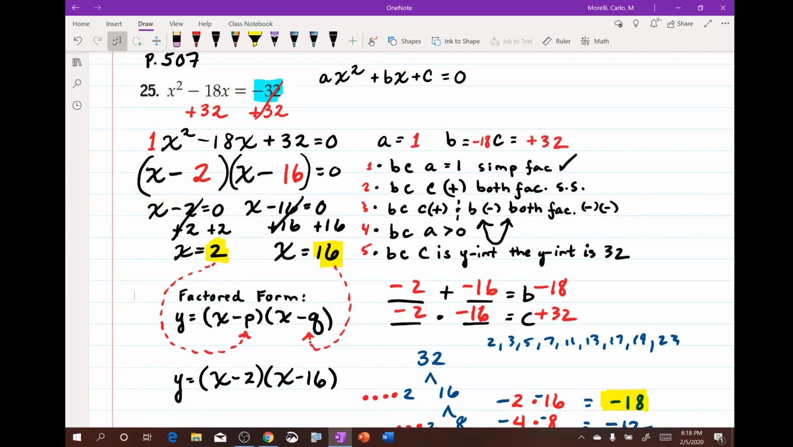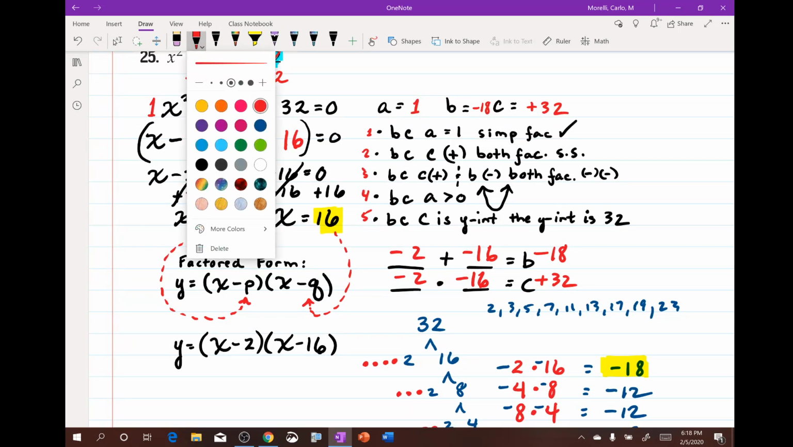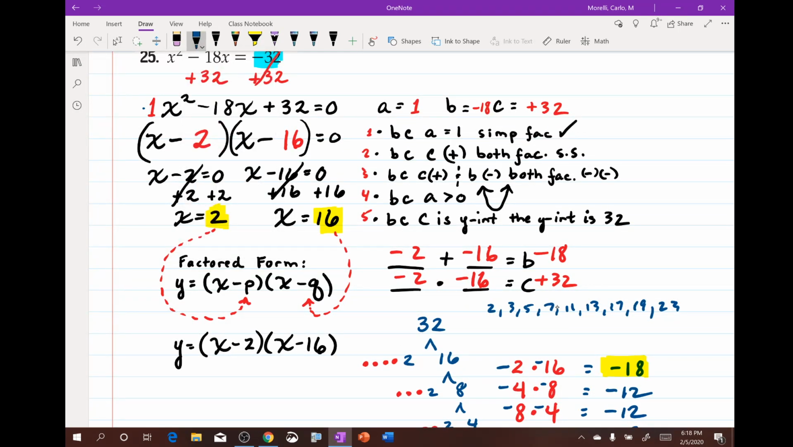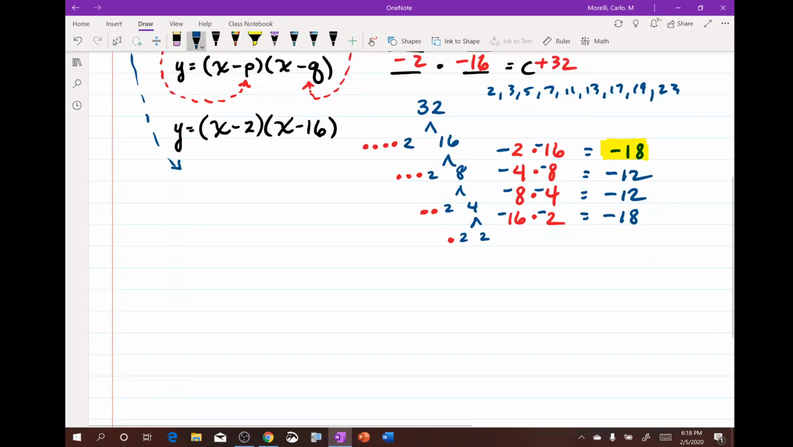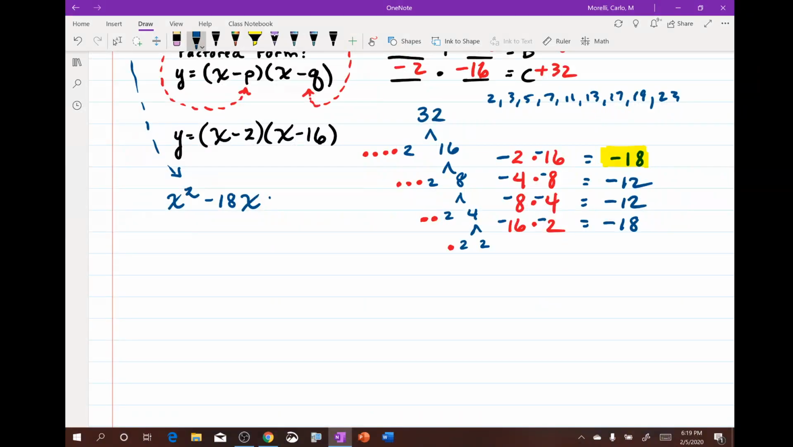First, let's bring the entire quadratic equation down. So let me get a different pen color, and I'm going to move this all the way down here. X squared minus 18x plus 32 equals 0. We're going to write that again. X squared minus 18x plus 32 equals 0.